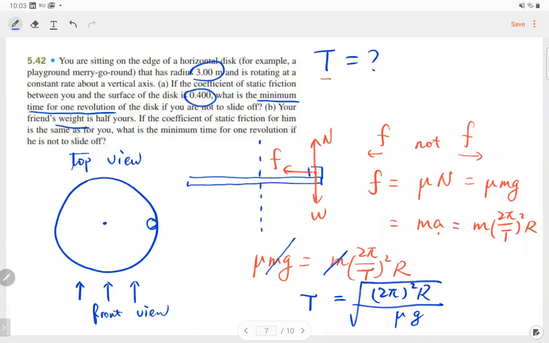Okay, so you will find that the period doesn't depend on the mass. So it's independent of the mass. The answer to the question will be no. And the minimum time should be the same. So do you have any questions?